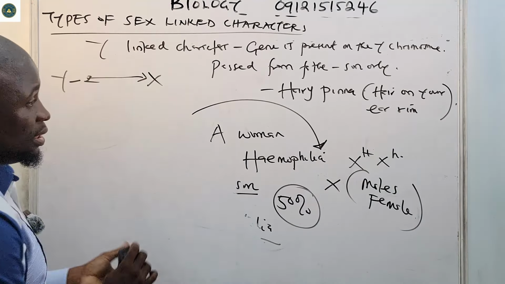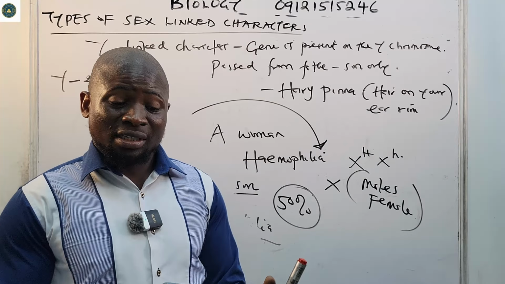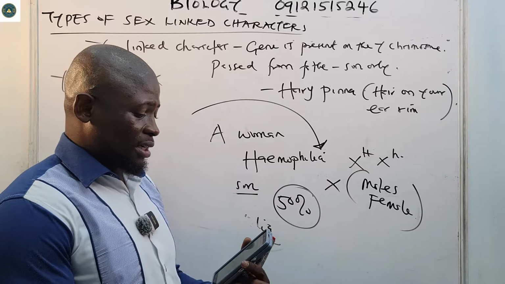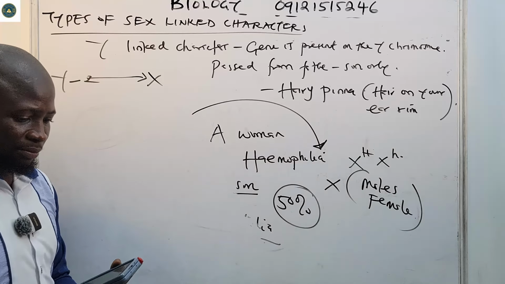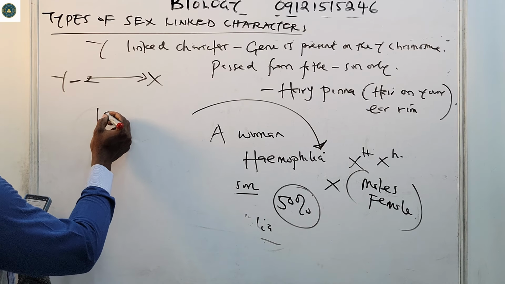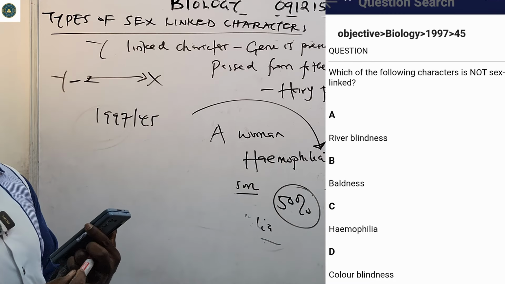Okay, so let us go to the Schools app. We'll answer questions. Now you see that questions have become easy. You'll be the one to answer them. Please tell me the answer in the comment section. So we have 1997, number 45. I'm going to show you a few, then you go and search for the remaining questions.